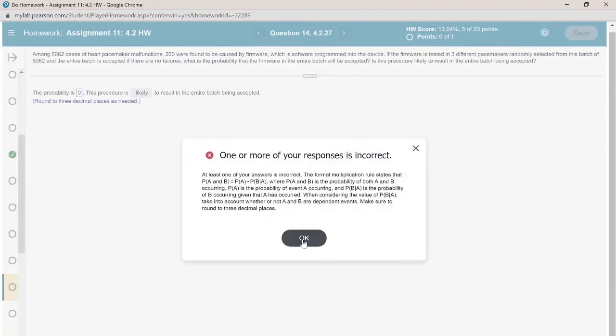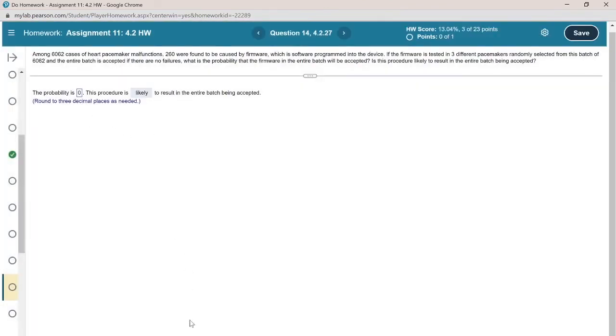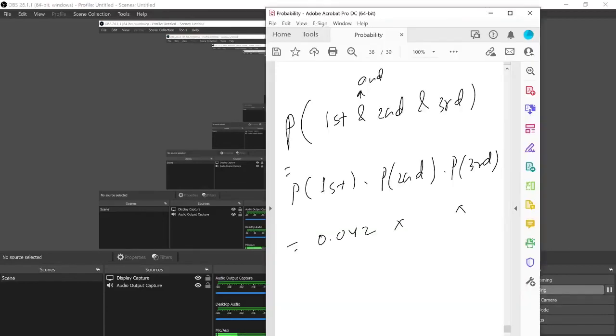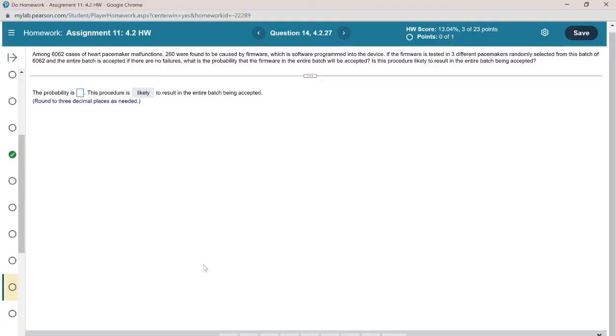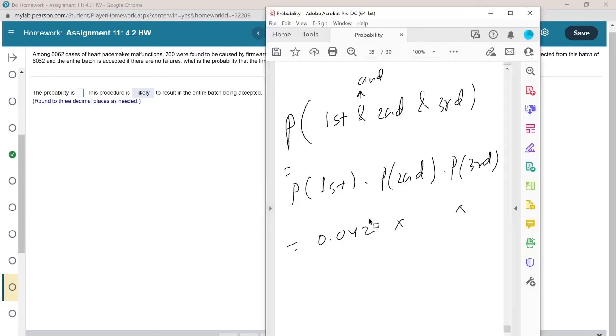Okay, what did I do wrong here? What I did here is I found the probability of failure, but actually we need to find the probability that the entire batch will be accepted. So we need to find the probability of acceptance, not the failure, which is the complement of this number.